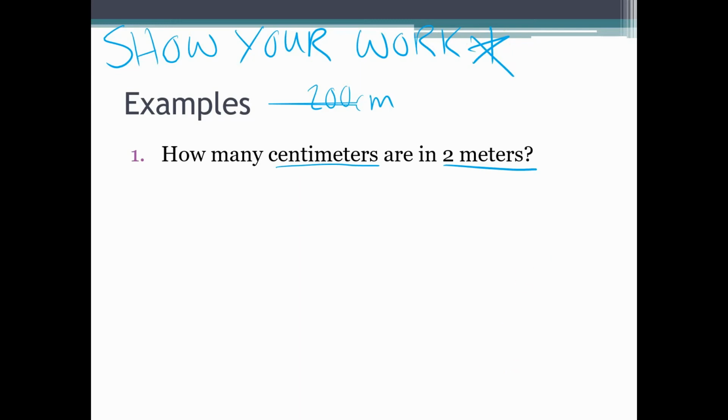Okay, now without any further ado, how many centimeters are in 2 meters? Well, we don't know the centimeters. That's what we're looking for. We know the 2 meters. This was told to us. So it's what we know. We're going to write it down. Start by writing down what you know. I know 2 meters. Step 1, check.